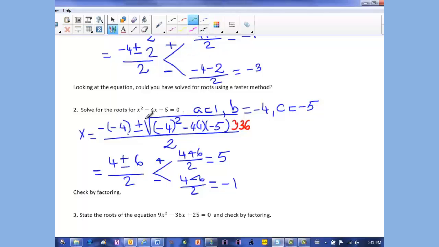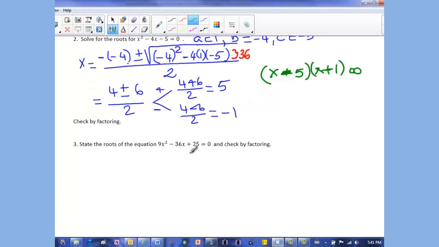Let's see if we can also factor that equation. By factoring we have x minus 5 times x plus 1 equal to 0. I'm making a mistake there as well. So again, x minus 5 over here, because we have negative 4x, so x minus 5x gives us negative 4x.